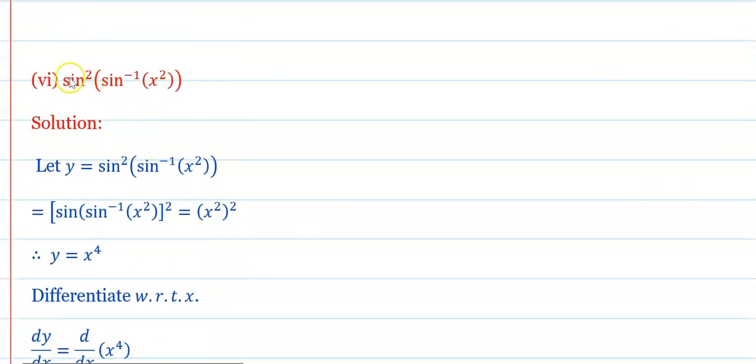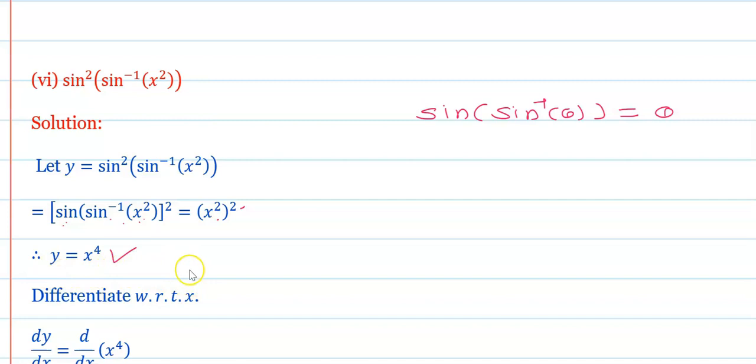Now the next: sine square of sine inverse of x square. This can be written as the bracket of sine of sine inverse of x square, whole squared. Now sine of sine inverse of theta is theta. Similarly here it is x square. Therefore with the bracket square, you will get y is equal to x raised to 4. The formula is sine of sine inverse of theta is equal to theta.